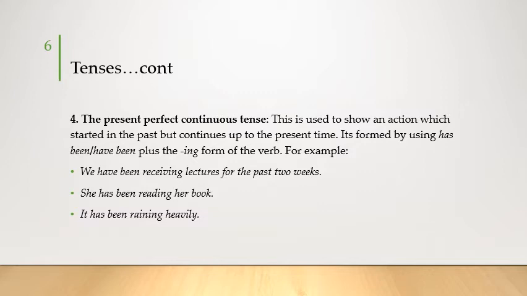It's formed by using has been or have been plus the ing form of the verb. For example, we have been receiving lectures for the past 2 weeks. She has been reading her book. It has been raining heavily. You see continuity, perfect continuous. Auxiliary verb have or has, then been, and then the ing form of the verb. This indicates the sentences are in present perfect continuous form.